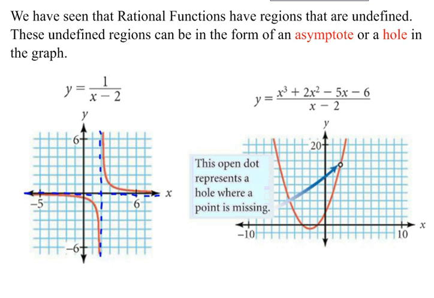Well, in the second example over here, y equals x cubed plus 2x squared minus 5x minus 6 over x minus 2. There's no asymptote. There's what we call a hole in the graph. And you can see it right here. This hole is a single point where the graph is undefined. It does not exist at that point. And we're going to take a closer look today at how do we determine, just by looking at the equation, where there might be asymptotes, where there might be holes.